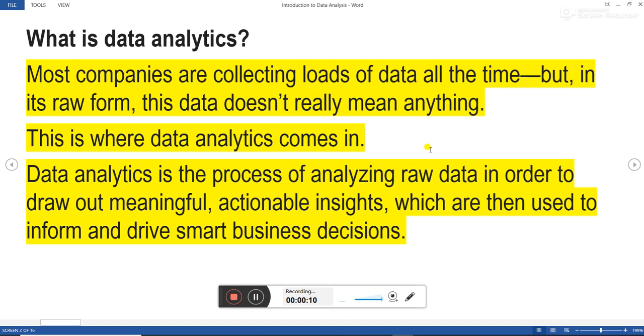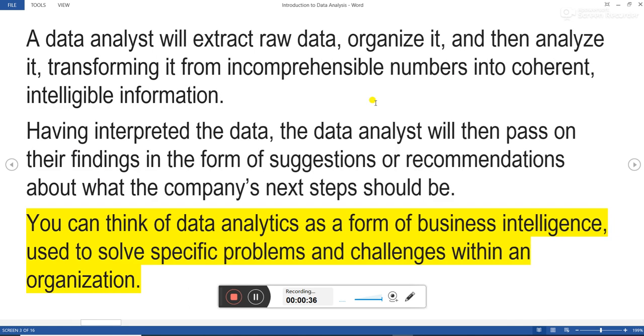What is data analytics? Most companies are collecting loads of data all the time, but in its raw form, this data doesn't really mean anything. This is where data analytics comes in. Data analytics is the process of analyzing raw data in order to draw out meaningful, actionable insights which are then used to inform and drive smart business decisions.